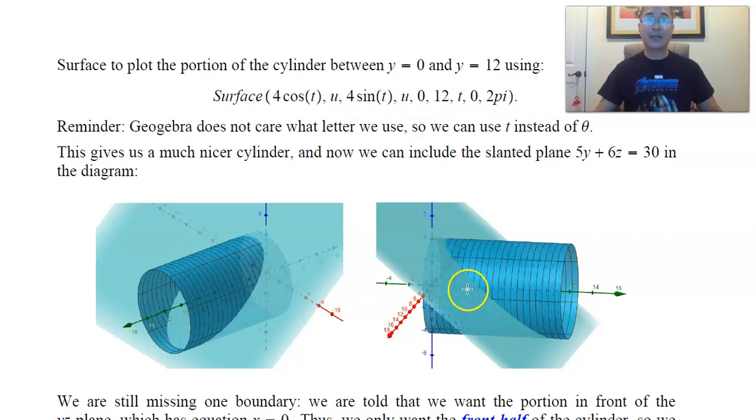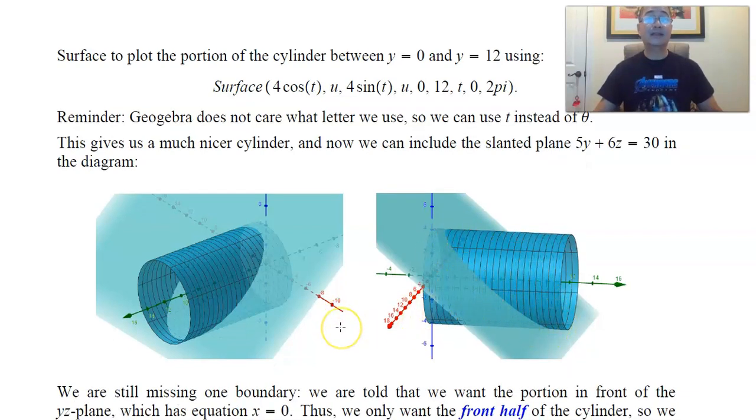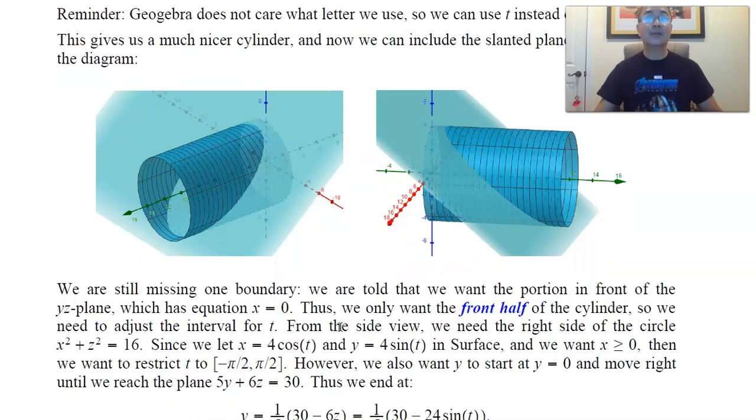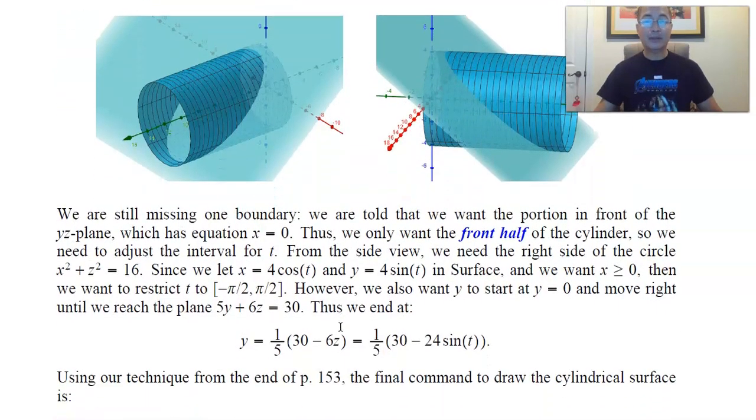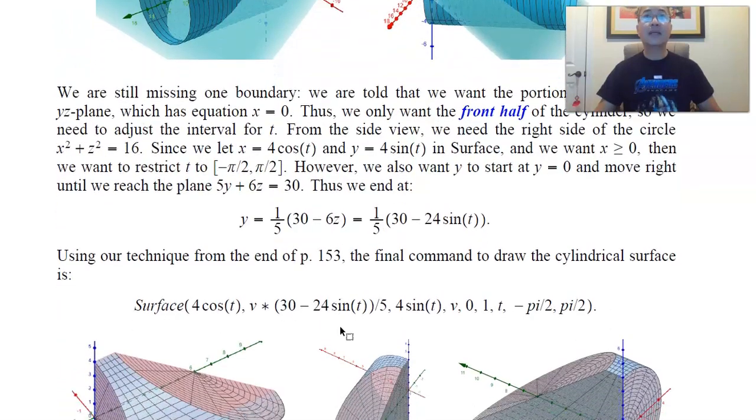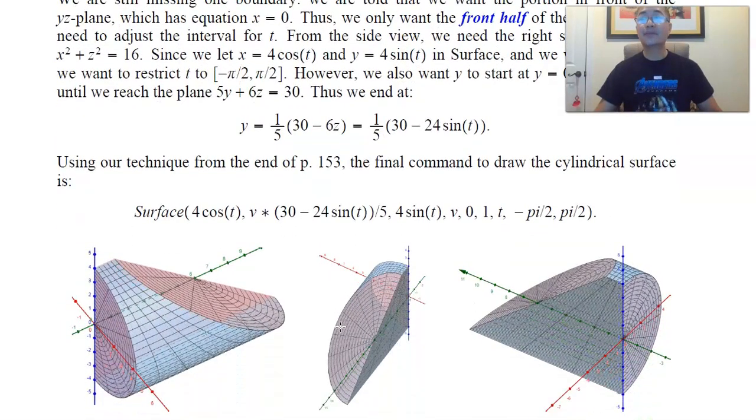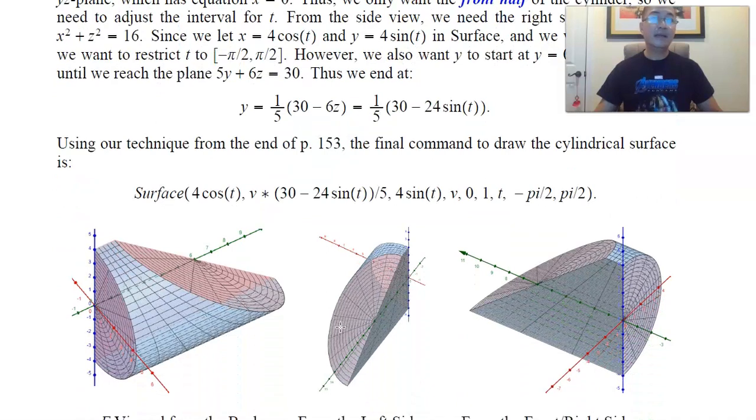Okay, that's a tricky part. And then we want the plane to be only within the cylinder. Okay, that is also a somewhat tricky part. Okay, so we have the nicer diagrams right here, and we can see the surface commands.